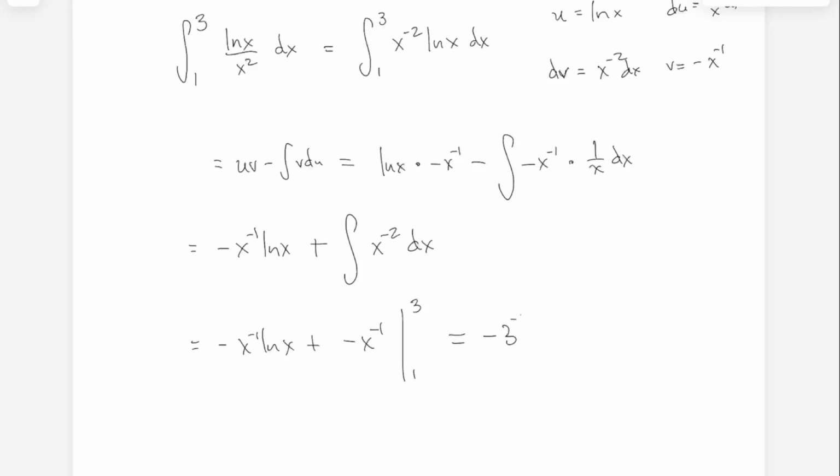So it's minus 3 to the negative 1 ln 3 plus minus 3 to the negative 1, and then subtract, plugging in 1, minus 1 to the negative 1 ln 1 plus negative 1 to the negative 1. There you go. And that's my final answer. ln 1 is 0. Otherwise, you can't do much to simplify that.